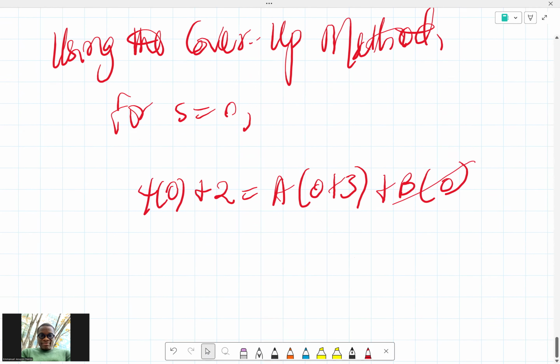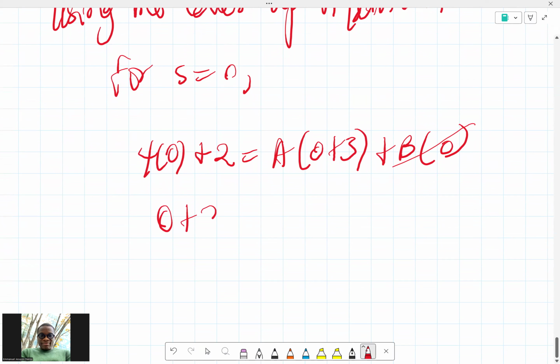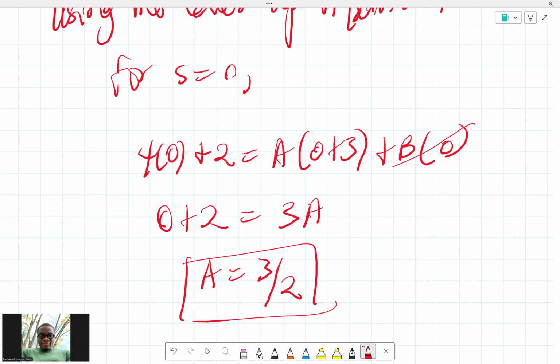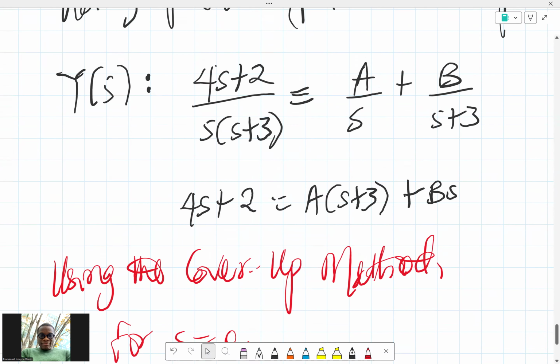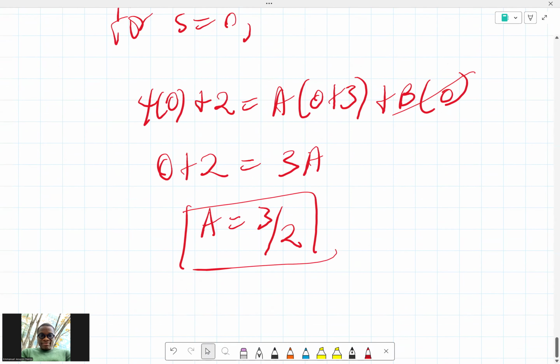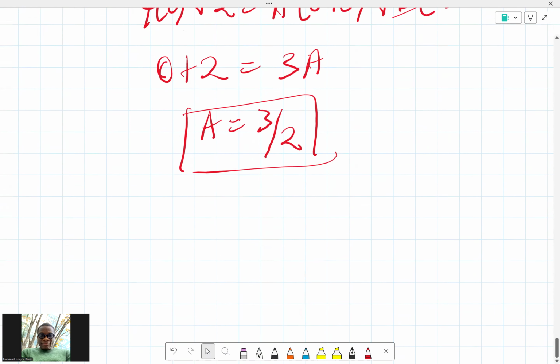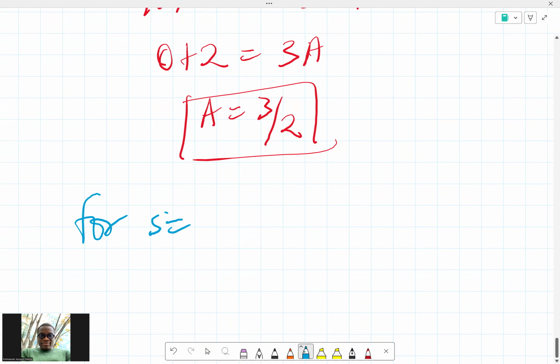So b will just go, and then you have 0 plus 2 equals 3a. So a is basically 3 over 2. So that's what a should be. If we want to get rid of a now, we can set s to be minus 3. Okay, so we can set s equals minus 3.